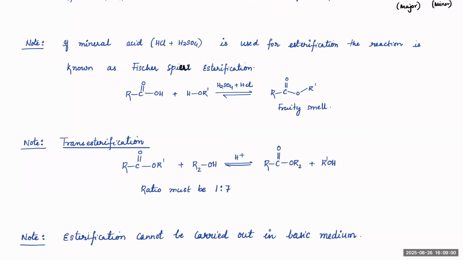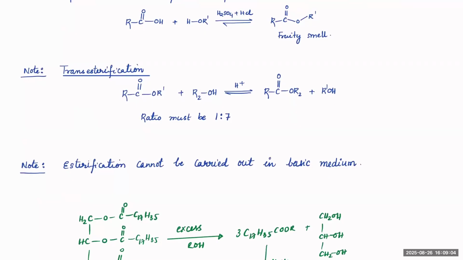Fischer-Speier esterification. Rest, everything is the same. The next type of esterification is transesterification. That is, if you have an ester react with an alcohol. Now what happens? There is already an alkoxy group, and this alkoxy group can be replaced by the other alkoxy group in the same acidic medium.